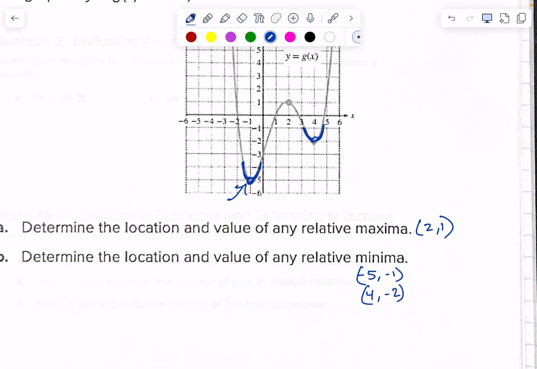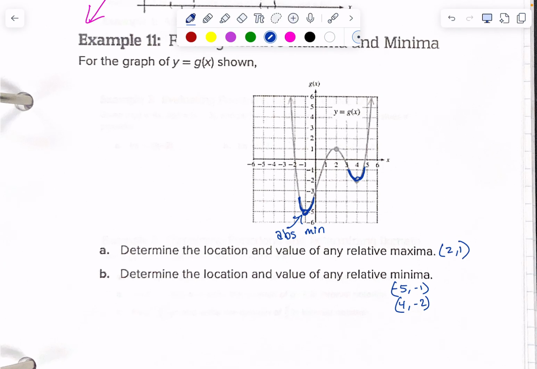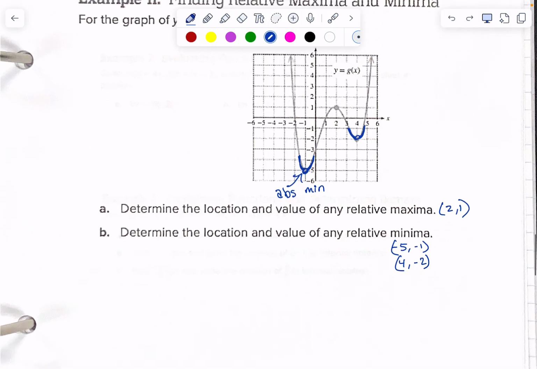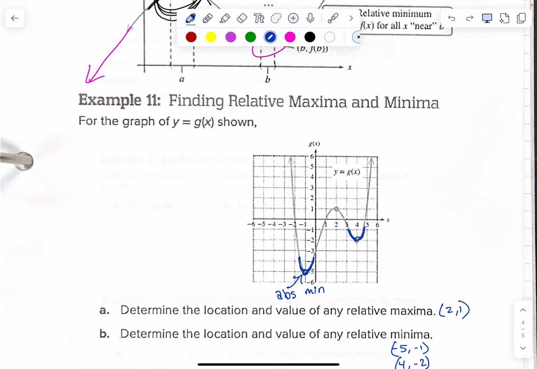Now, this one is an absolute min. What about an absolute max? There is none. This one won't have an absolute max, because this high point is not going to be the highest point. So this one has an absolute min but no absolute max. Got it? Okay? But those are the relative ones. Good? That was a lot.